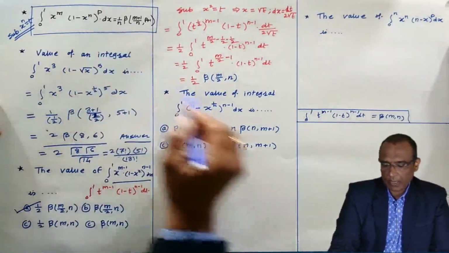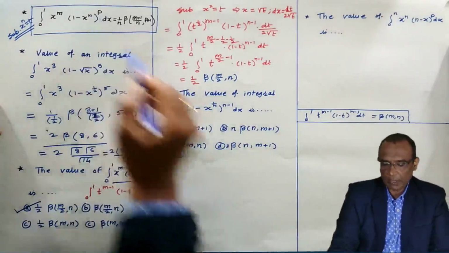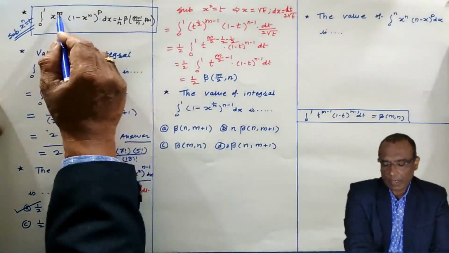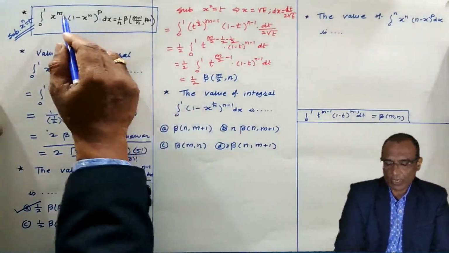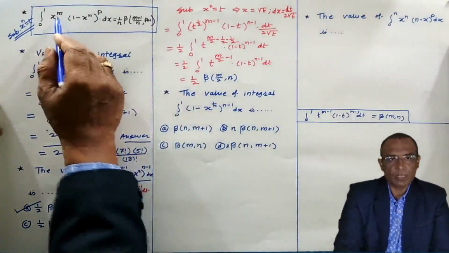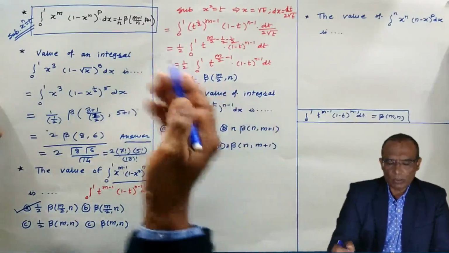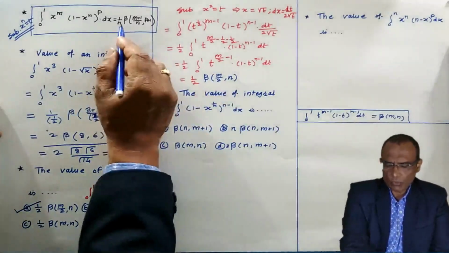Here n is 1 by n. Here p is n minus 1 and m. m is not there, m is 0. The x to the power m term is not there. M is 0. So you can solve this problem using this one also.